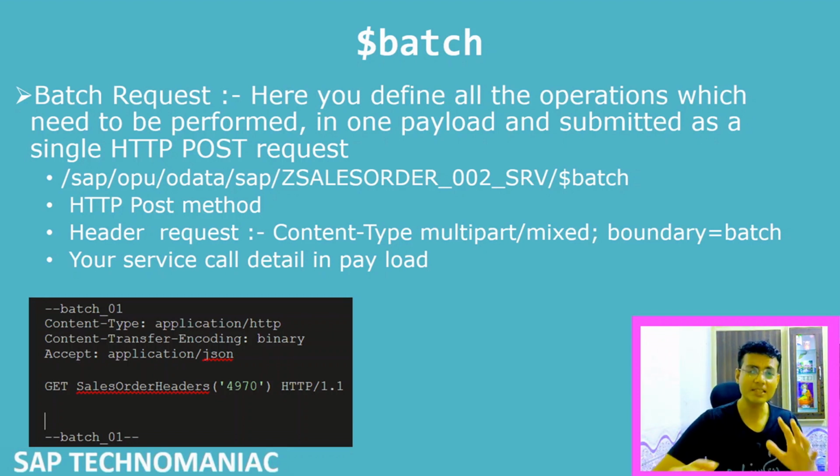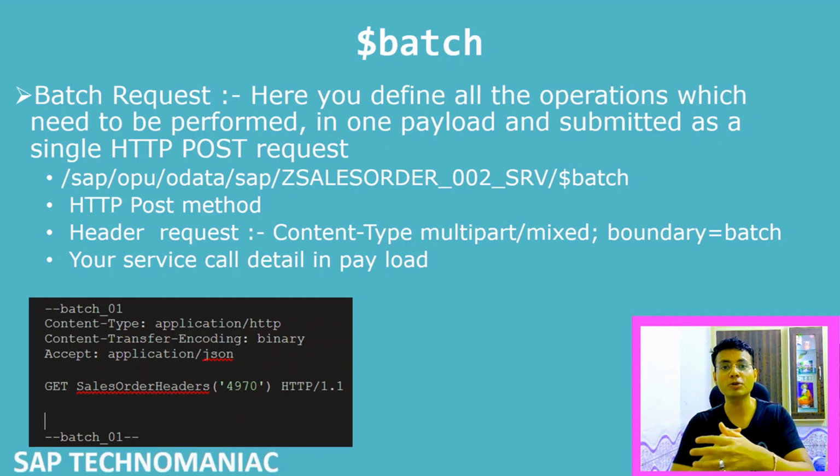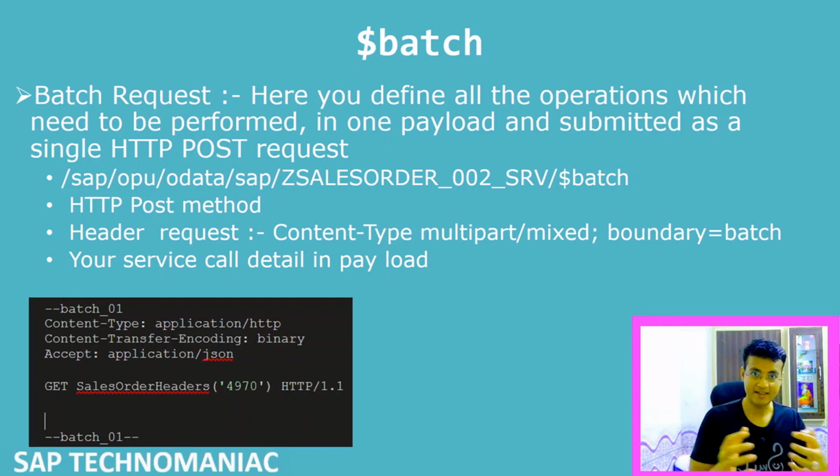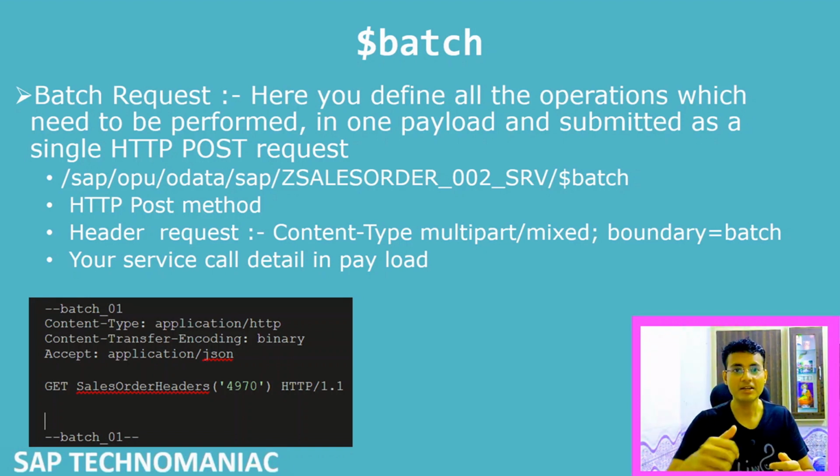Batch request, basically, will combine the different service calls in one, and then it will send it to the backend system. All the data will be received in one hand. So that we will see. For doing the batch request, this is the query option we have to use. You can see here we have the service name and we have to put /$batch.